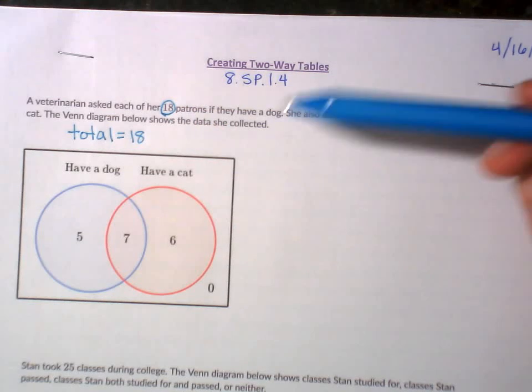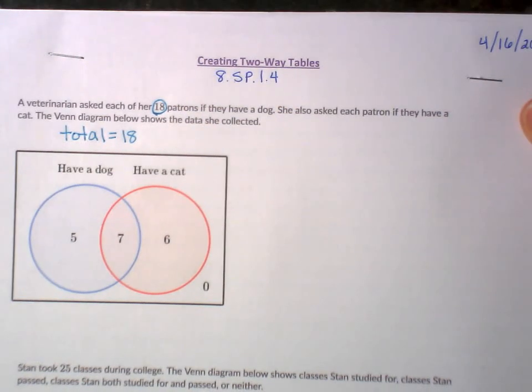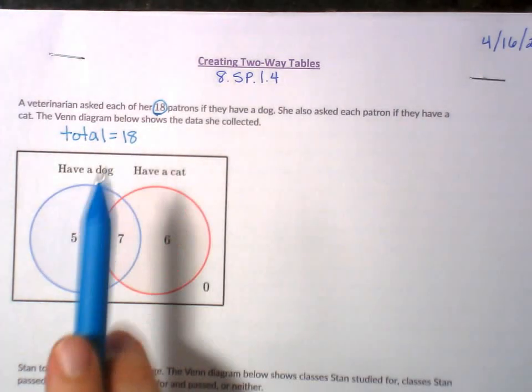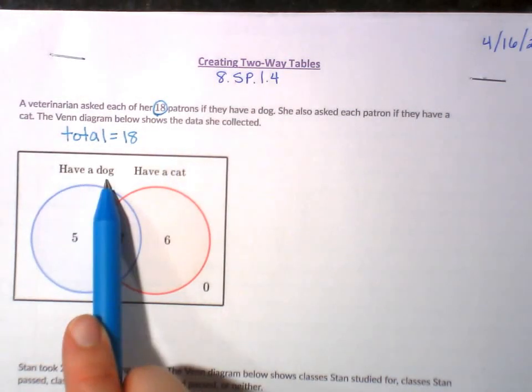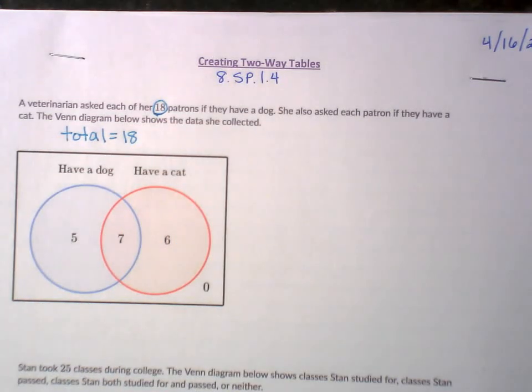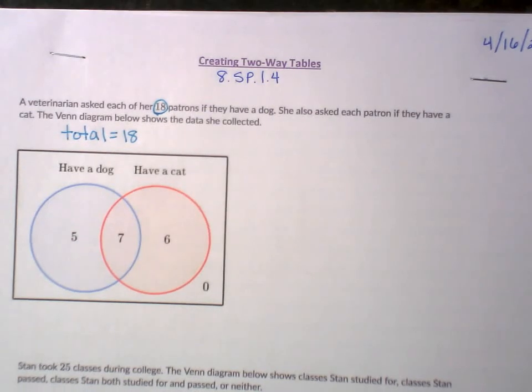She asked all 18 of them, do they have a dog? She also asked each patron if they have a cat. Okay, so we can see in our Venn diagram the data that she collected. Have a dog, have a cat. Pretty sure in the past you guys have also seen Venn diagrams, hopefully in your language arts classes, because you can compare and contrast two stories. So we're going to actually create our two-way table from this.